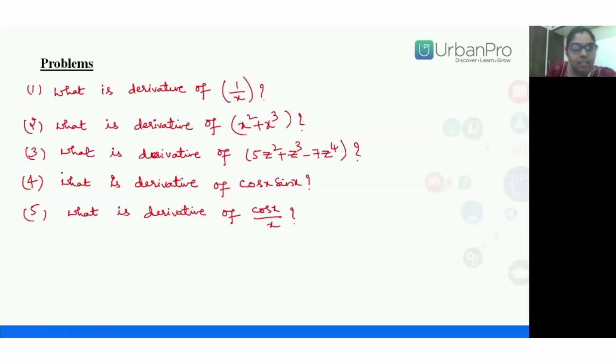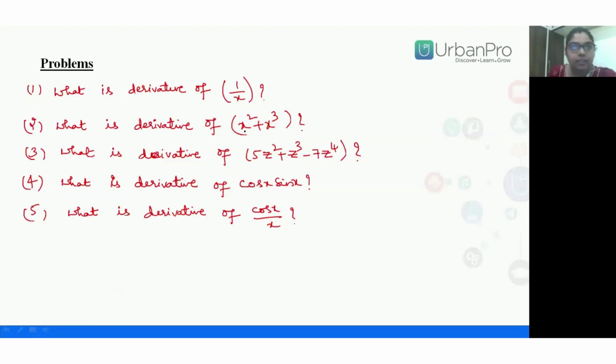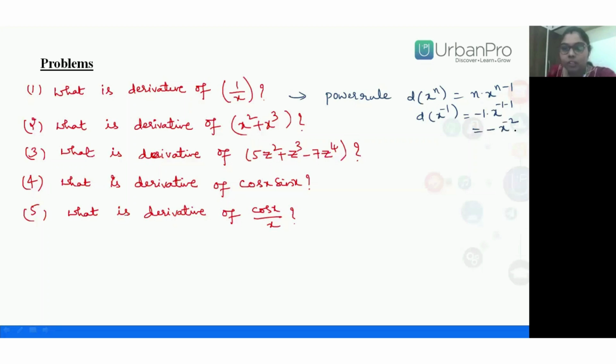Okay, these are the questions. I'm going to use a different color to differentiate it. What is the derivative of 1 by x? We have the power rule, isn't it? It says the differentiation of x power n is n times x power n minus 1. Here the question says it is x power minus 1. So it will be minus 1 times x power minus 1 minus 1, that is minus x to the power of minus 2. That's the answer for the first question.